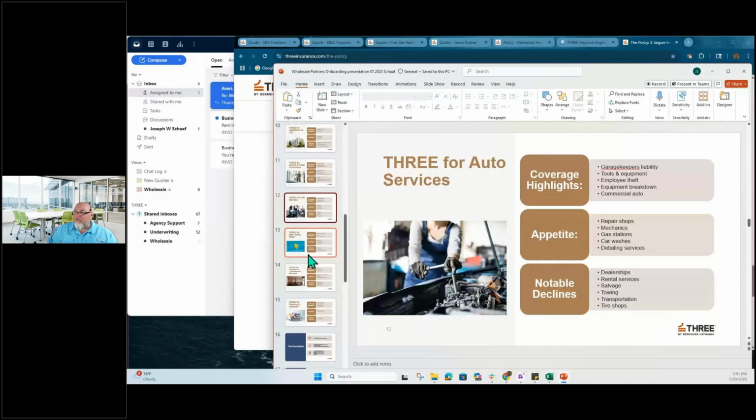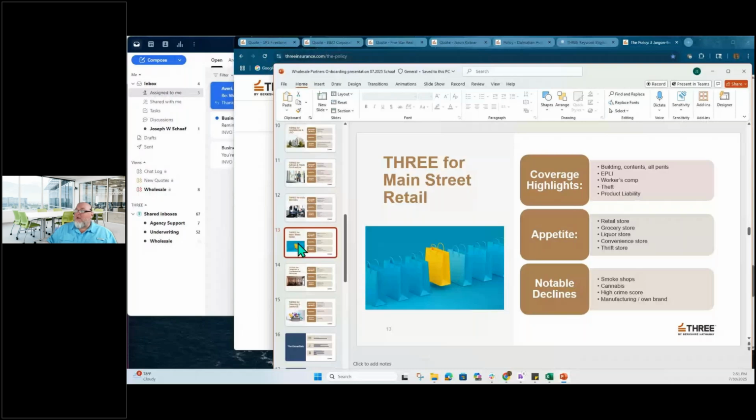Moving along here, Main Street Retail. This is your mom and pops. We handle convenience stores. Once again, no 24 hours. We do liquor stores, grocery stores, retails. We handle the main areas of concern for them. And then the areas that we cannot do are smoke shops, cannabis shops, high crime scores, which is 80 or higher in this category, and then manufacturing of their own brand.